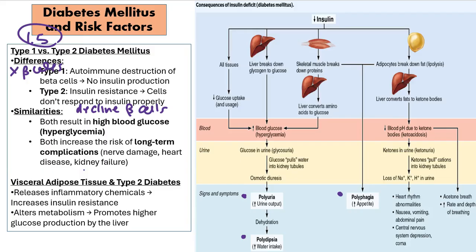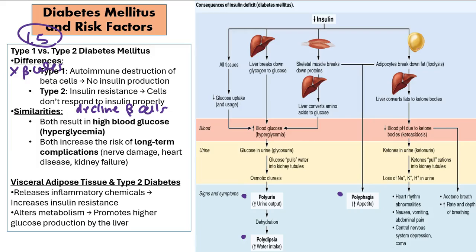And let's think about it. If they're releasing inflammatory chemicals, then that also can cause additional acids as well. And guess what? Your insulin and your beta cells can't keep up with that. So you're going to have even more increase in insulin resistance. Another thing it does is alter metabolism.